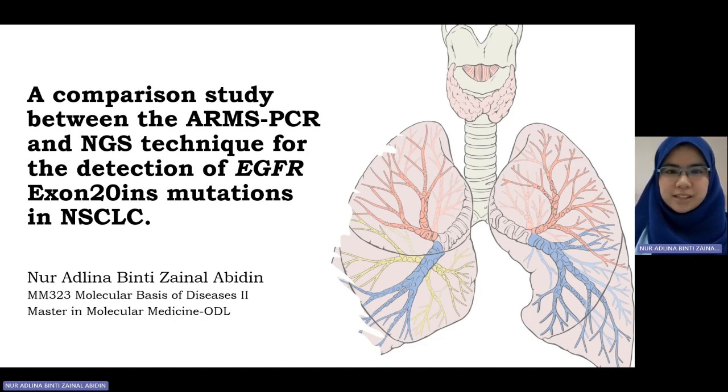My name is Nur Adlina binti Zainal Ambidin, and currently I am a Master in Molecular student at IMU. Today, I will be presenting my research idea regarding a comparison study between ARMS PCR and NGS technique for the detection of EGFR exon 20 insertion mutations in non-small cell lung cancer.